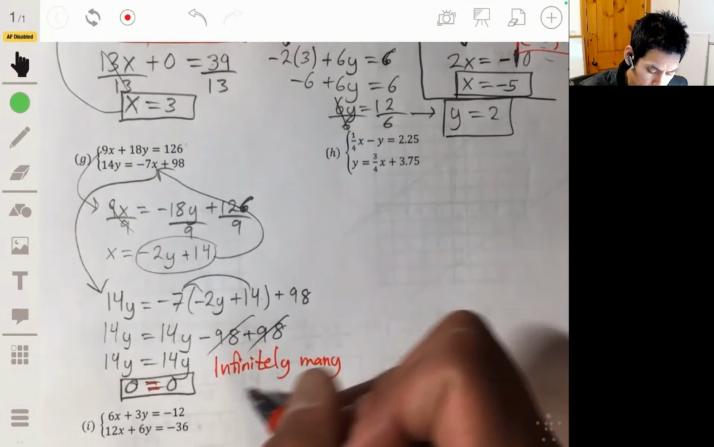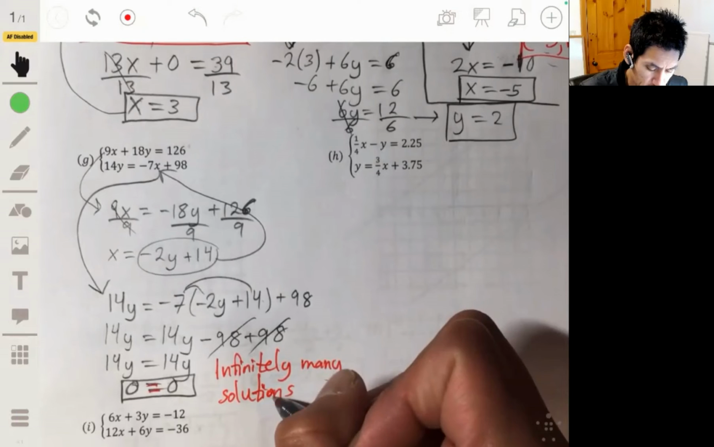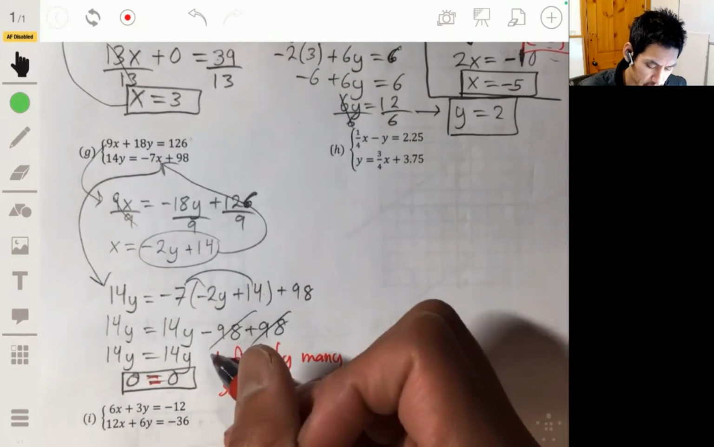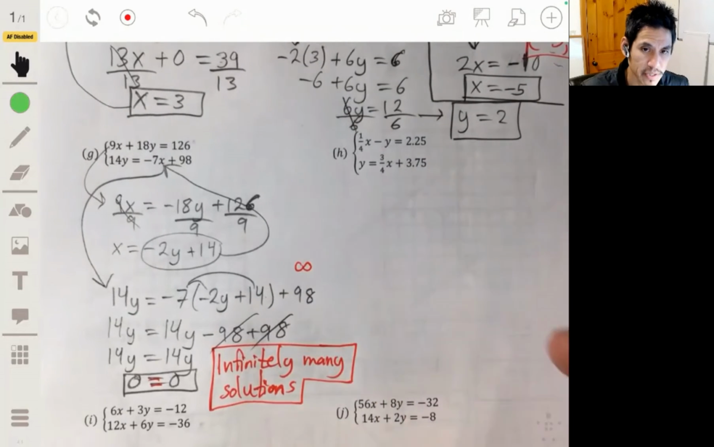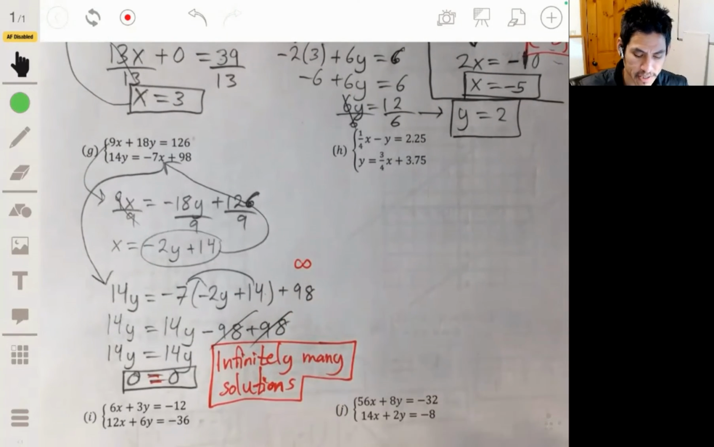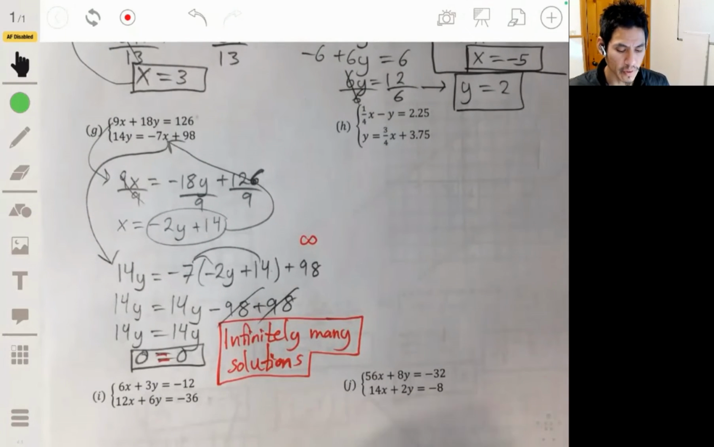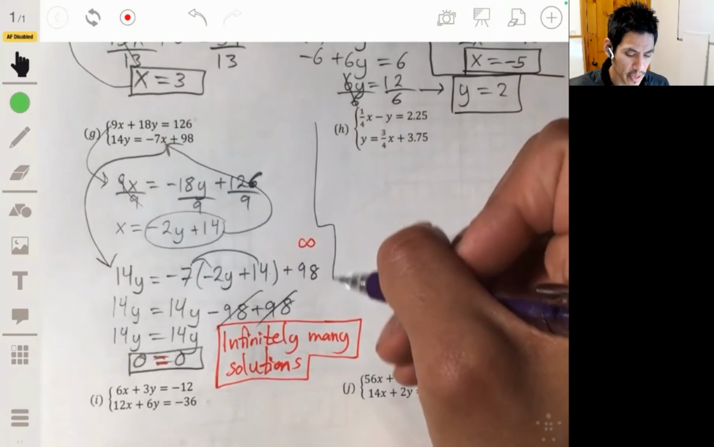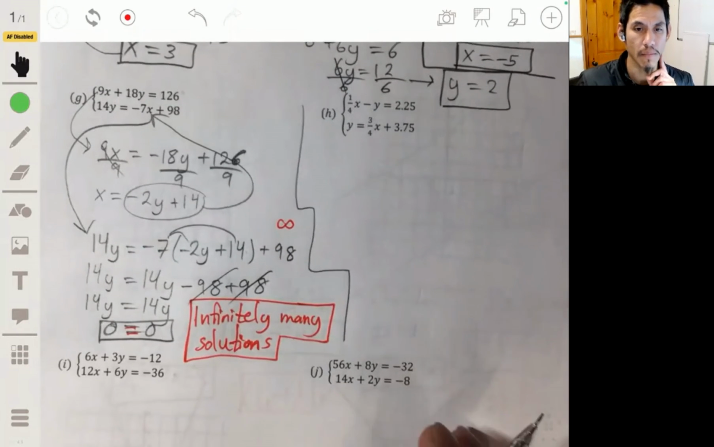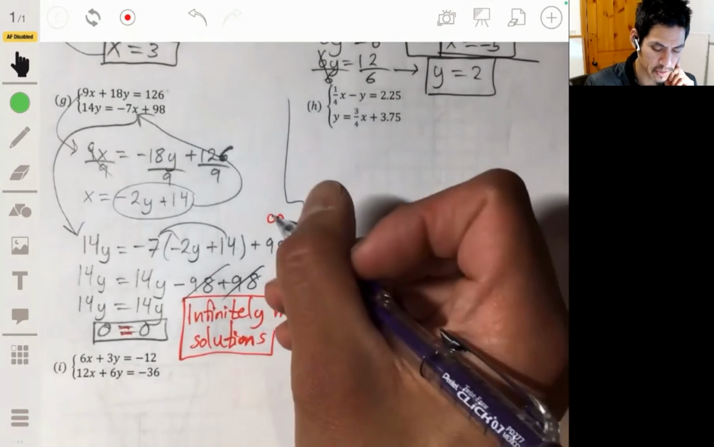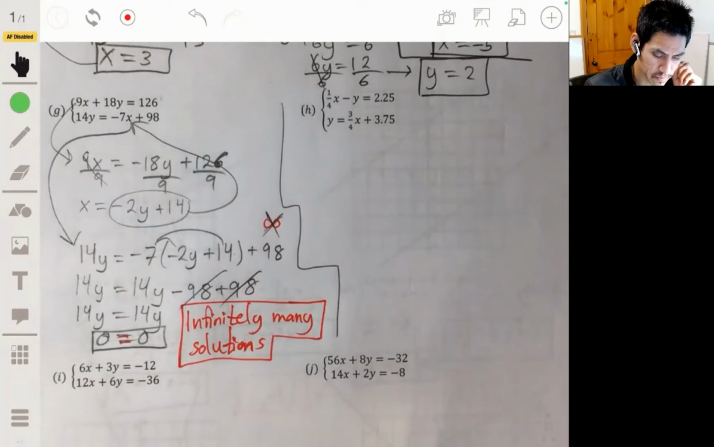Don't write infinity or an infinite, because that's not the same as this. The infinity refers to the number of solutions there are, which means there's a countless amount. Yeah, got to respect the infinity. Not this. It's going to be this.